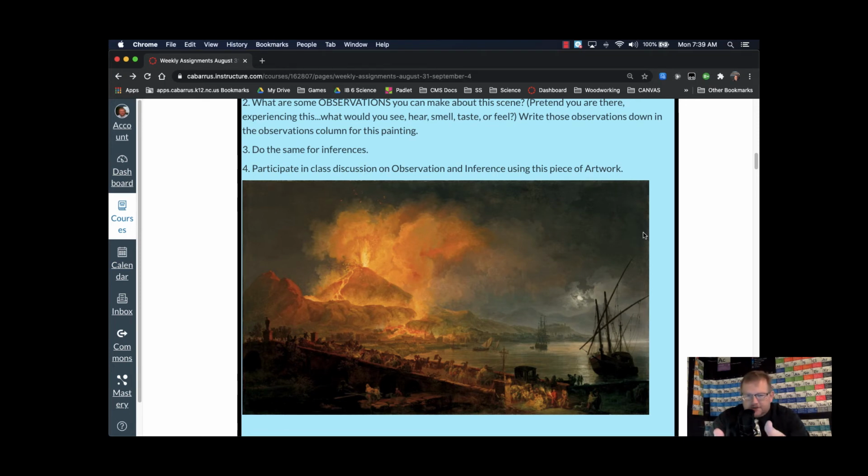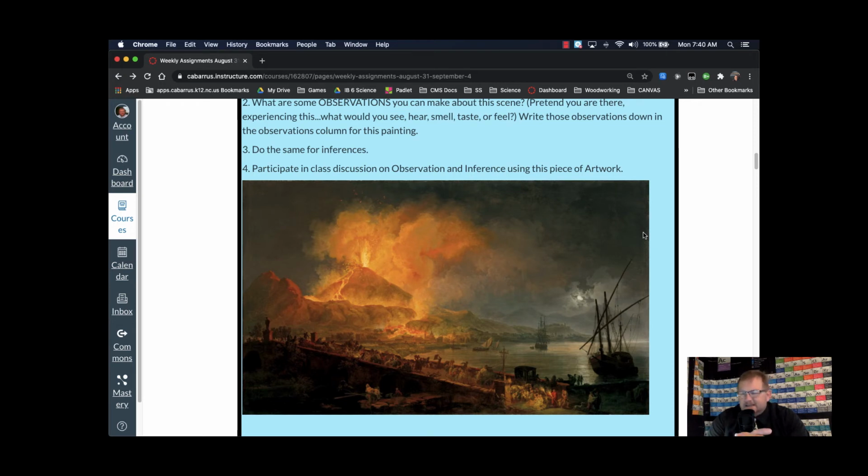Those are your observations. I smell. If you were standing there, what would you smell? Well, you would smell rotten eggs because that's sulfur. That's the smell that comes from a volcano. What would you feel? Well, probably heat. I feel heat. I feel scared. Why would you feel scared? Well, there's things happening. It's destroying. You can see in the background the lava is destroying the village. So, of course, there's going to be fear here.